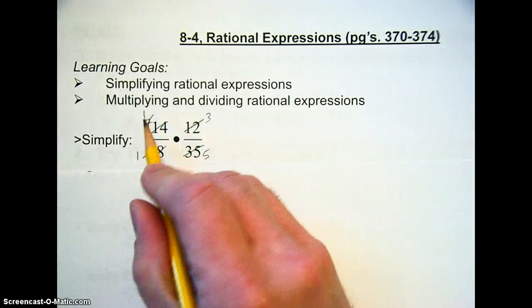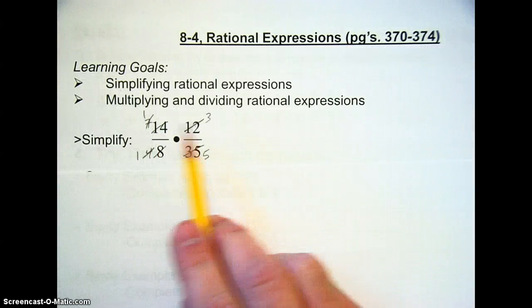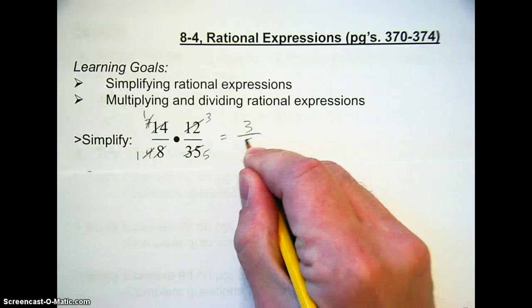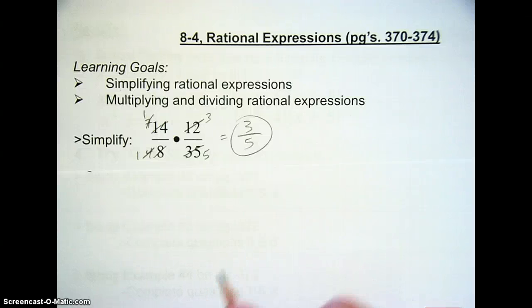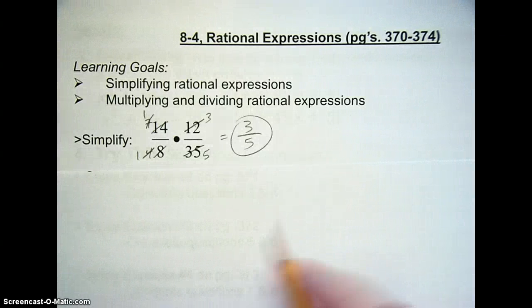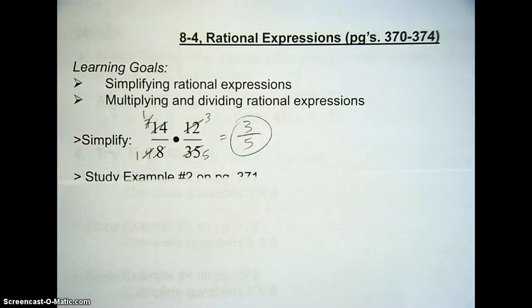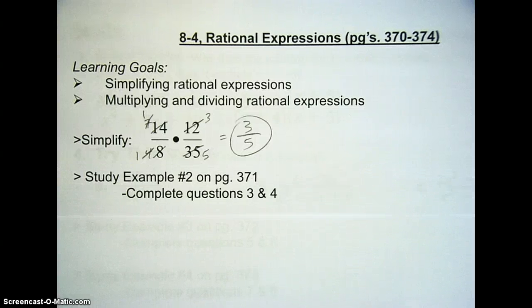So now that we're done, multiply straight across. 1 by 3 is? 3. And 1 by 5 is? 5. 3/5. Okay, now we're going to be doing that today with linear and quadratic expressions in the numerator and denominator. Okay? So, why don't you go ahead and study example 2 on page 371, answer questions 3 and 4.